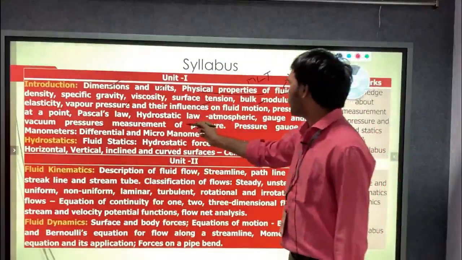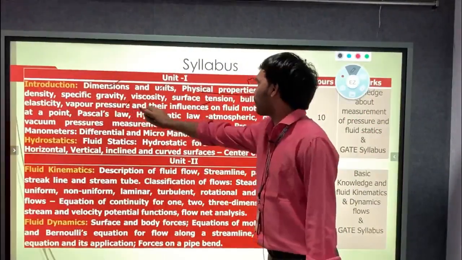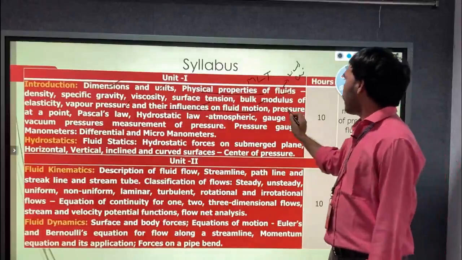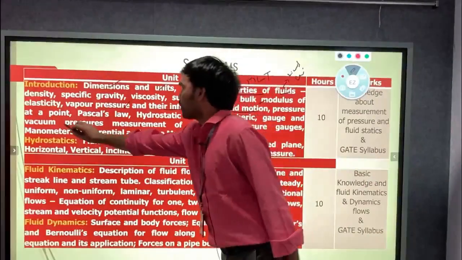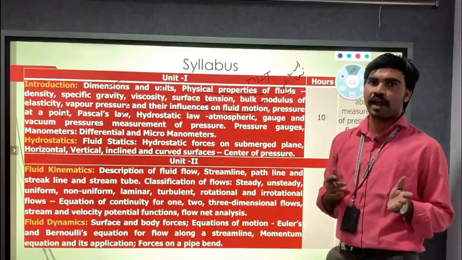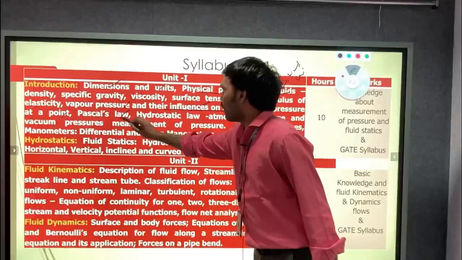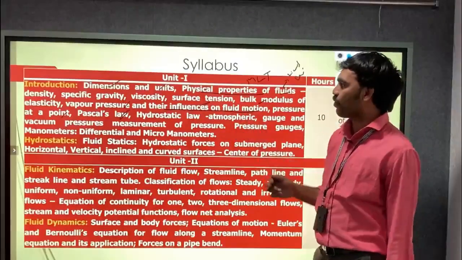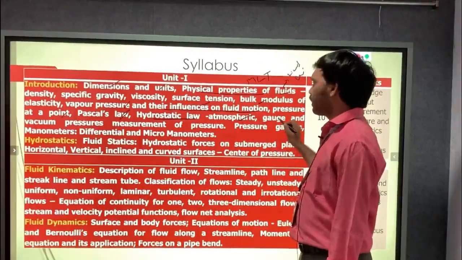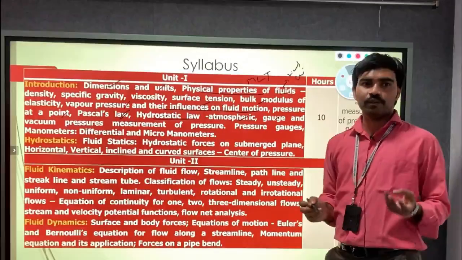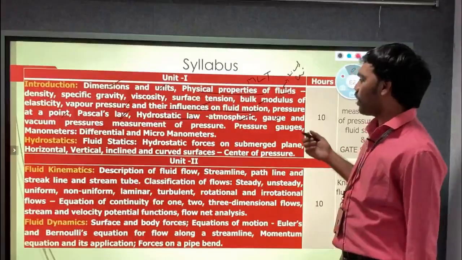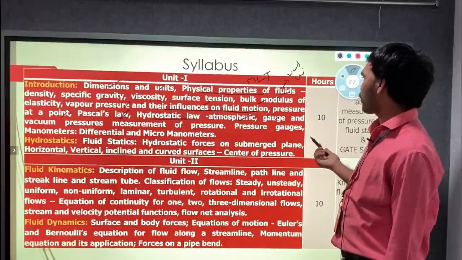We are also trying to understand the vapor pressure and its influence on the fluid motion. Later we are discussing the pressure at a point and Pascal's law. Pascal's law is a very important concept, which is used for hydraulic machines and hydraulic lifters. To design hydraulic lifters, we use Pascal's law. Later we discuss the hydrostatic law, and then atmospheric, gauge and vacuum pressures. We will try to understand what atmospheric pressure, vacuum pressure and gauge pressure are, and how we measure them.